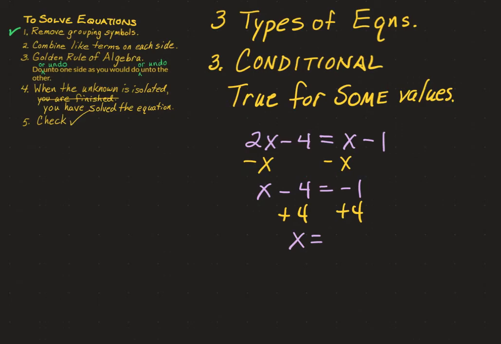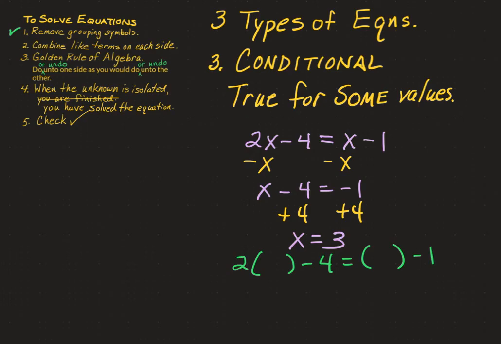So x equals 3. Is the x isolated? Yes, we're done. Oh, no, we are not. We need to check. So I'm going to tell you right from the beginning, this is the way I want you to do this. Rewrite the original equation, but put parentheses in for the x. Wherever you see an x, just put parentheses. Don't put your answer in yet.